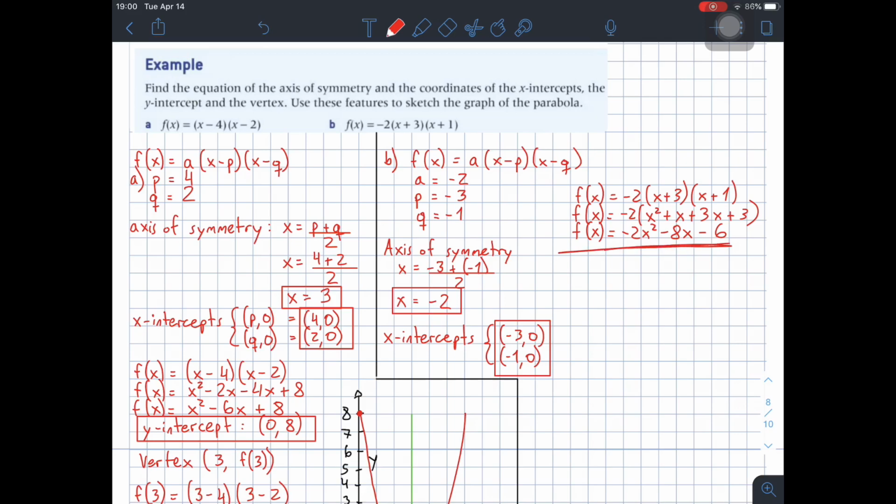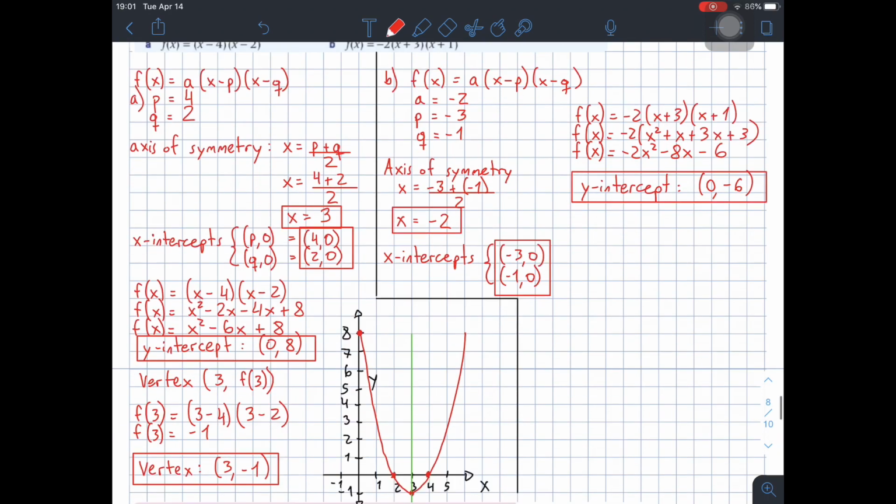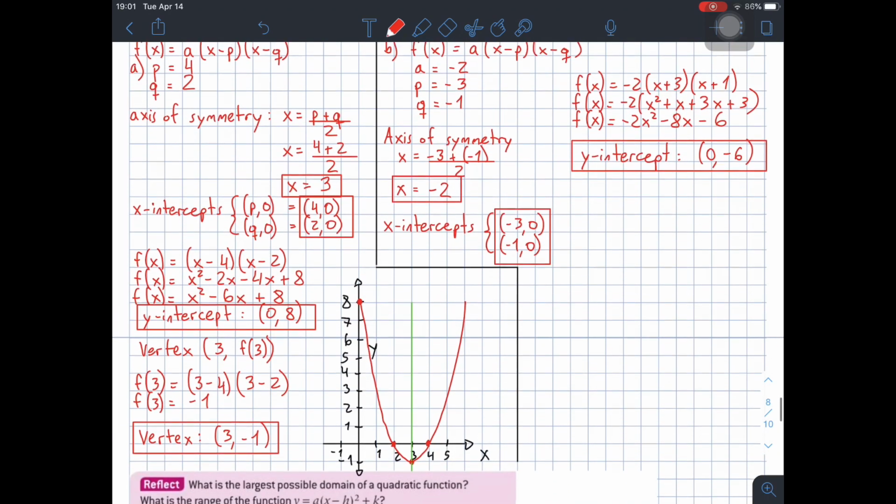So this is written in general form, right? So the y-intercept is the independent term over here. So the y-intercept has coordinates (0, -6) in this case. So now we have the y-intercept. Finally, we need to calculate the vertex, right?